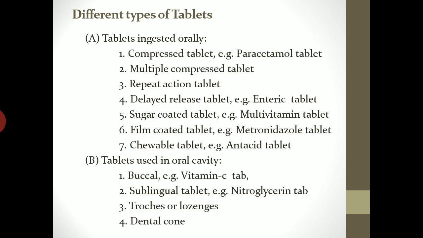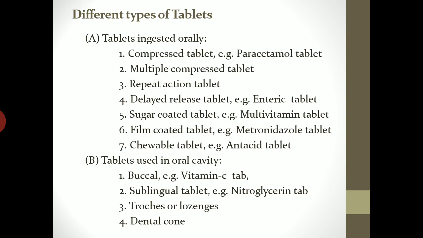is dental cone. Buccal tablets are meant to be placed in the buccal pouch, that is between the cheek and gum, where the tablet will dissolve slowly and the drug will get systemically absorbed. Next type of tablet is sublingual tablet. These tablets are to be placed below the tongue, where the tablet will dissolve slowly and the drug will get systemically absorbed. Nitroglycerin tablets are mainly used by this route.